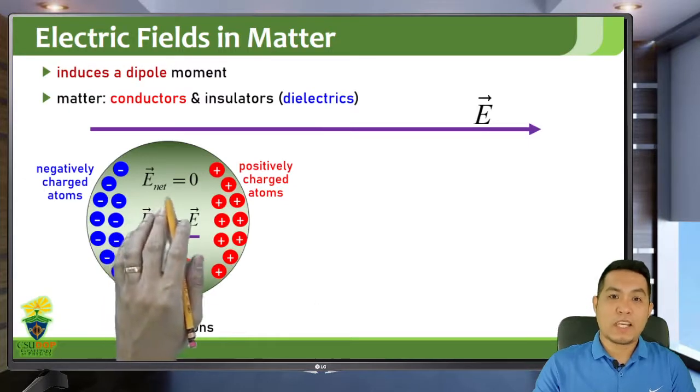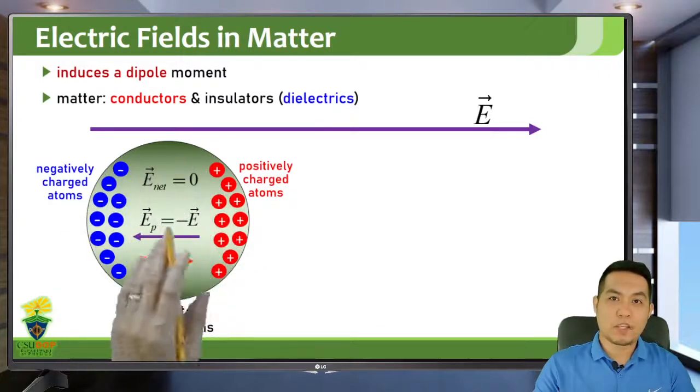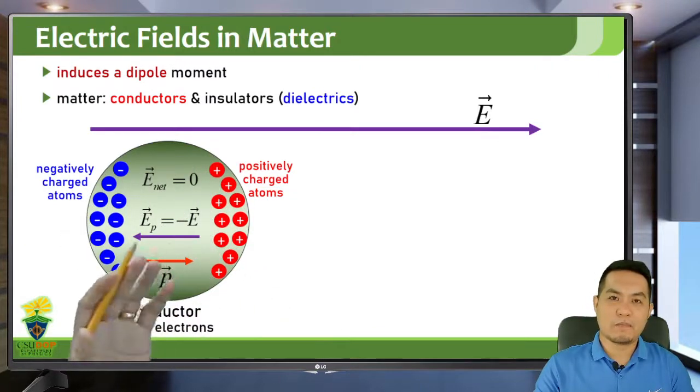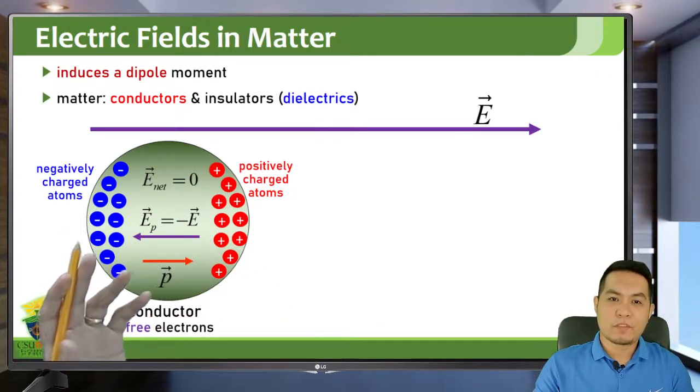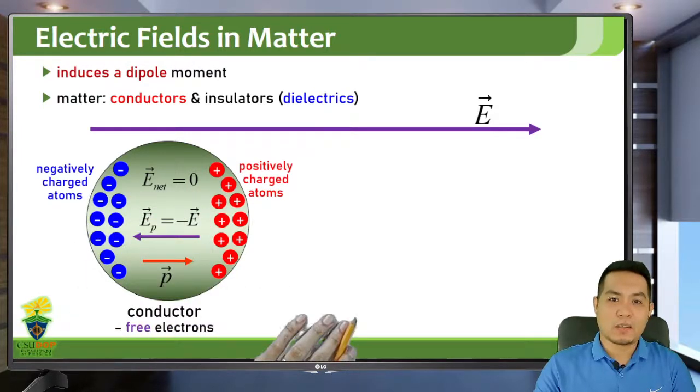So we already established this in the previous chapter. The electric field inside a conductor is always zero. And this is just another picture in terms of the induced dipole inside the conductor.